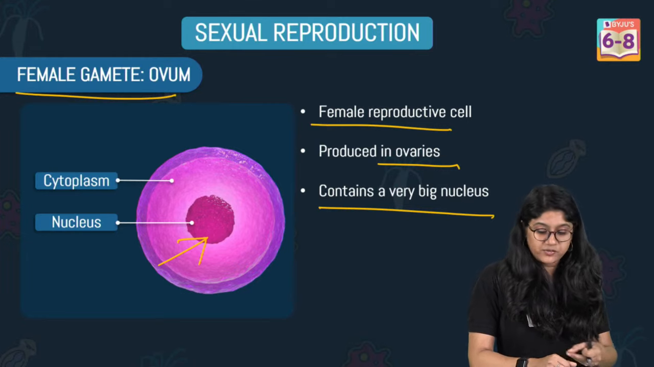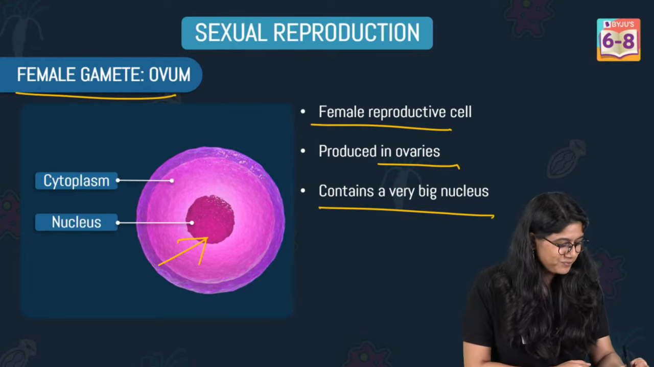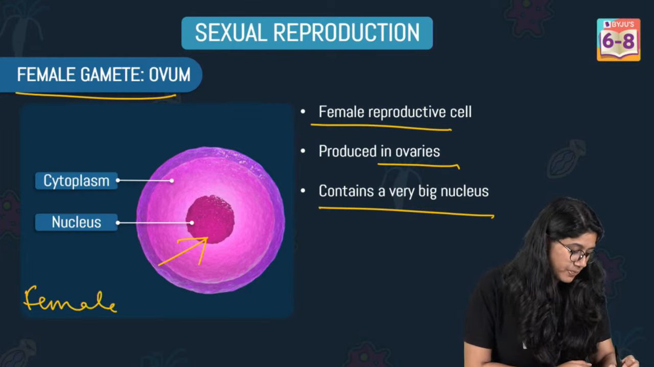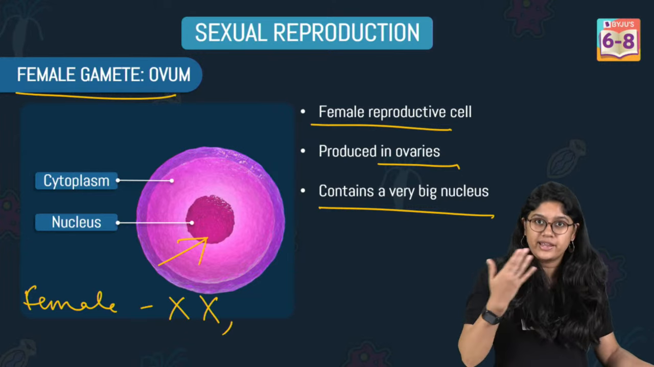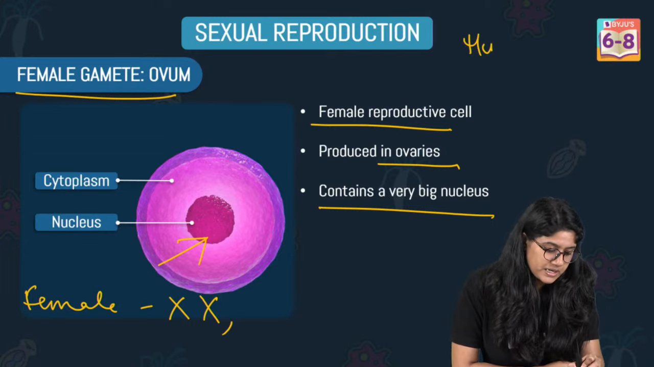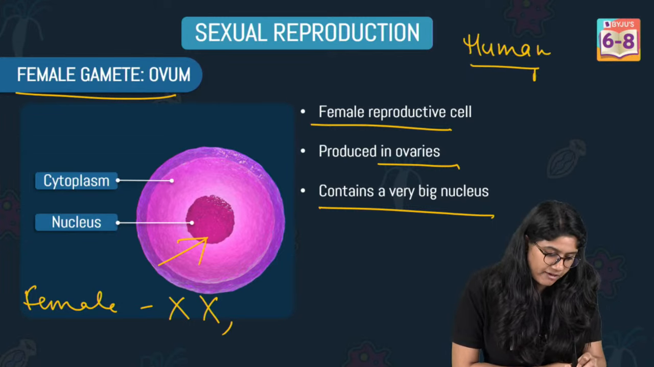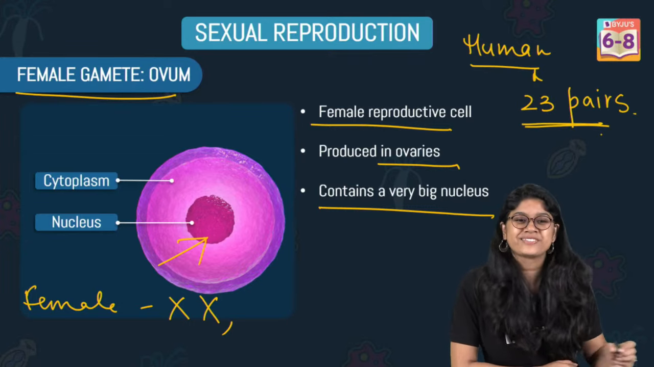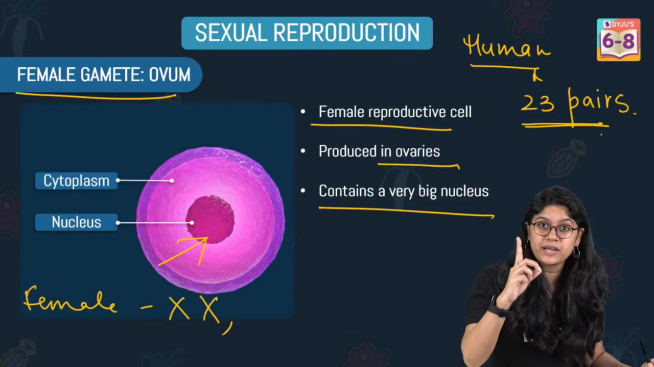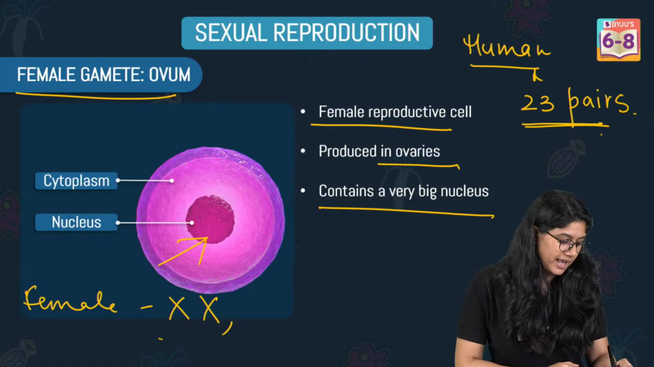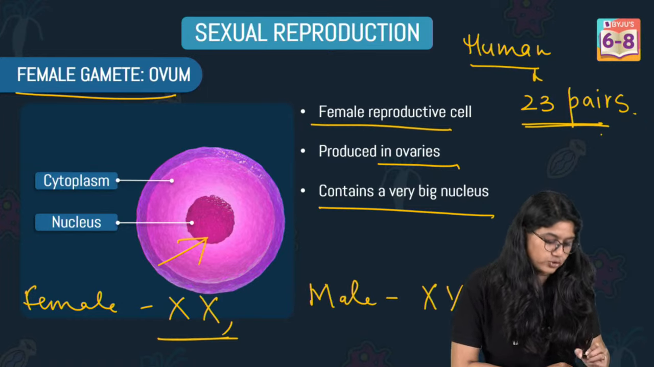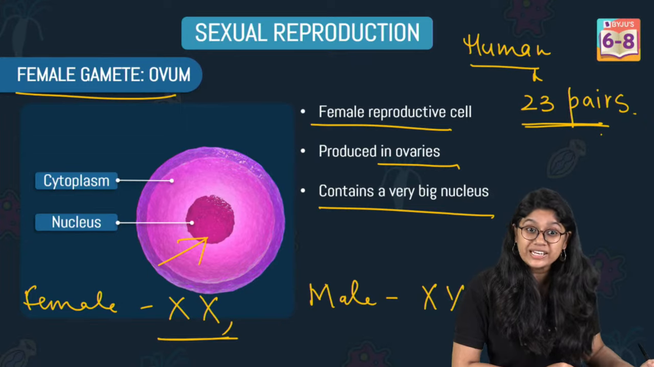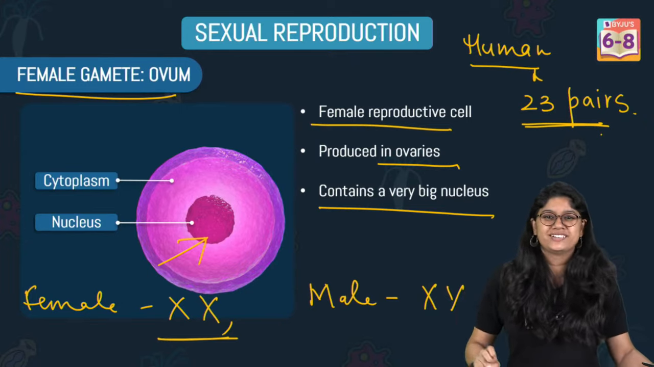Now, it's a question that you all asked. In females, we have X and X chromosome, okay? We have a number of chromosomes, right? In humans, we have 23 pairs of chromosomes, okay? Clear? Out of that, one pair is the sex chromosome. Female has X and X chromosome, and male has X and Y chromosome. Clear? Very good, you know this.